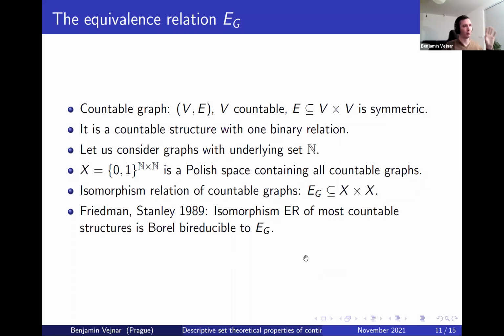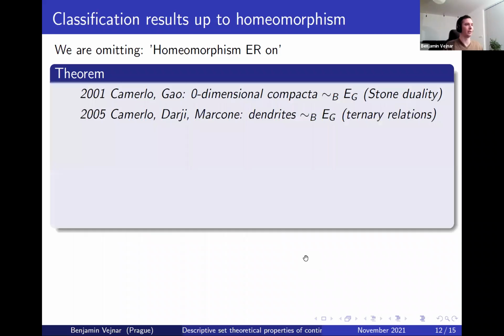Okay, so we described objects and these complexity degrees. So now we can state some results dealing with these things. We are interested in the homeomorphism equivalence relation. And first of all, on zero-dimensional compacta. So this is a result by Camerlo and Gao. They observed that it is actually bireducible with this EG, this isomorphism of countable graphs.